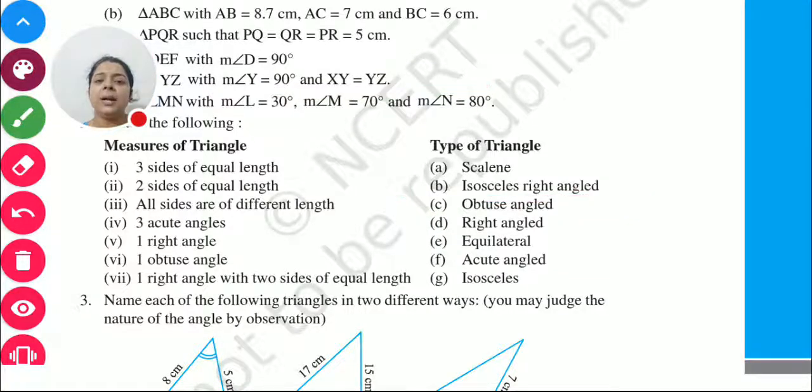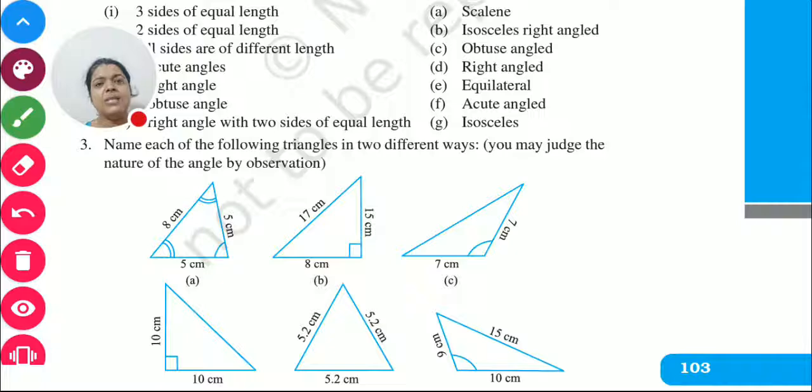Okay. Now coming to question number 3. Again comes the same question, right? Because different sides are given. Angle is given and the length of each side is given. So you have to check whether all the sides are equal, two sides equal, or all are unequal.